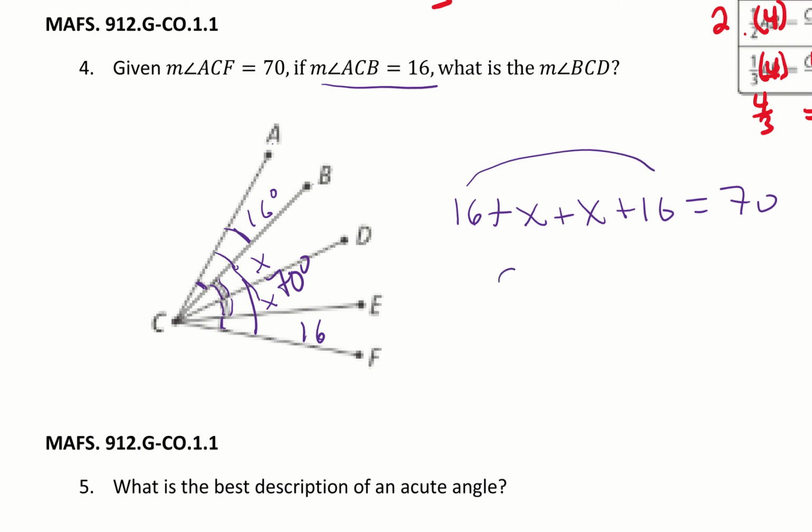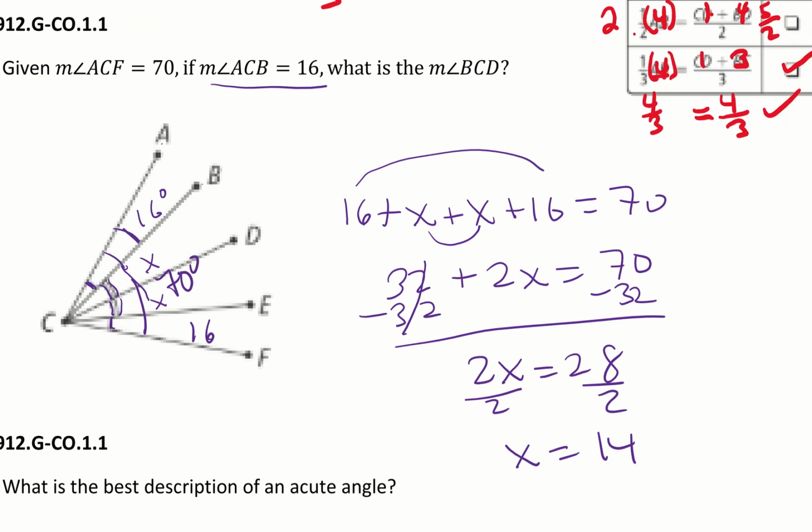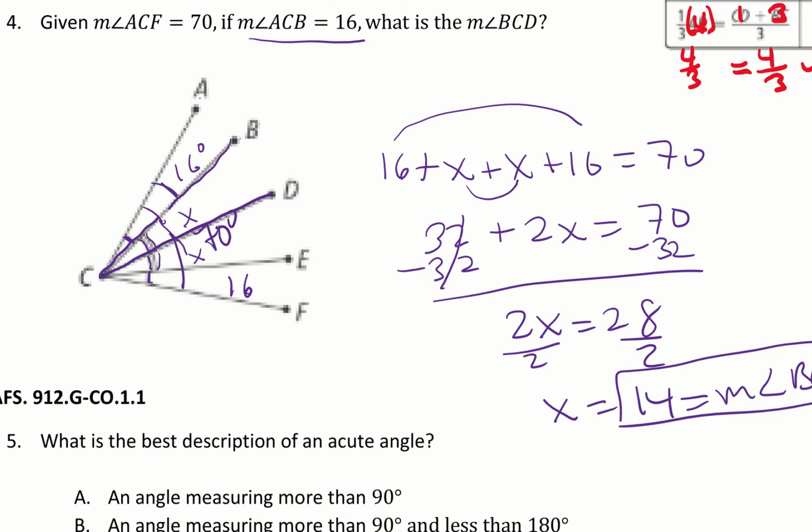So 16 plus 16 is 32. X plus X is 2X equals 70. So we subtract 32 on both sides. We have 2X equals 28. Divide by 2 on both sides. X equals 14. And remember we said that X was equal to this angle, which is BCD. So this is the same thing as the measure of angle BCD. So this is what we were looking for all along.